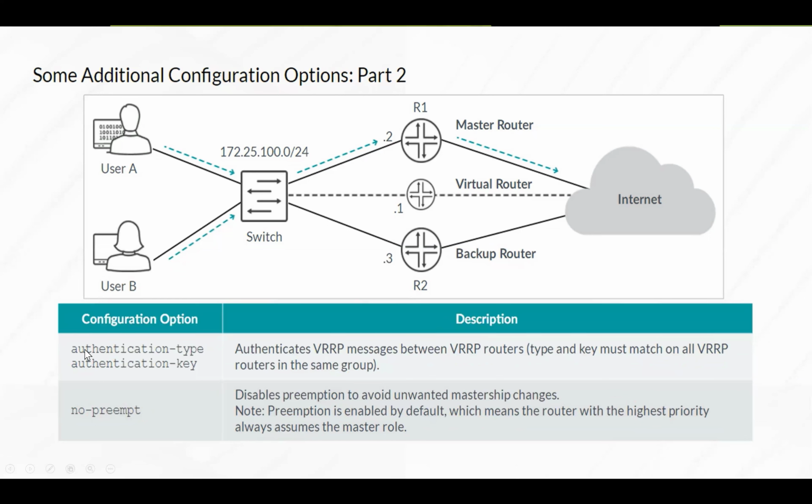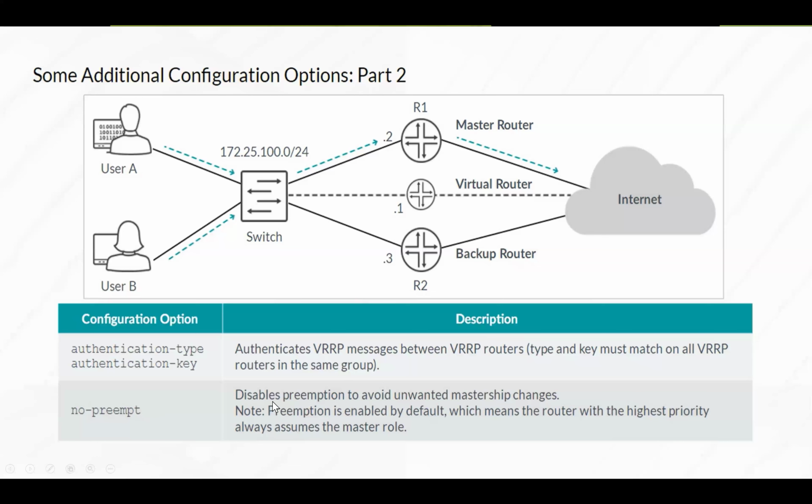You can also configure the authentication option. It authenticates VRRP messages between VRRP routers. Type and key must match on all VRRP routers in the same group. This is optional.